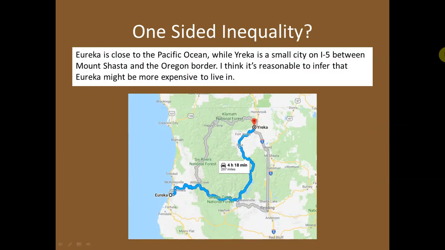As far as the inequality in the alternative hypothesis is concerned, this is the option that I would go with personally. I kind of knew where they were going in. I've never been to Eureka, but I know it's on the water. And I've never been to Yreka either, but I've been close to it. I've been to Mount Shasta before, and that's only maybe an hour away. So I kind of knew going in that Eureka was on the water, and I knew that Yreka was a little place on I-5 generally on the way up toward Oregon. So I think it's reasonable to think Eureka is probably going to be more expensive.